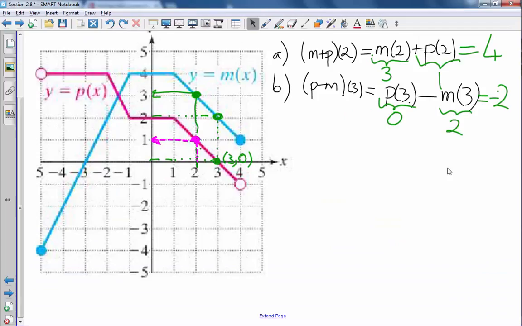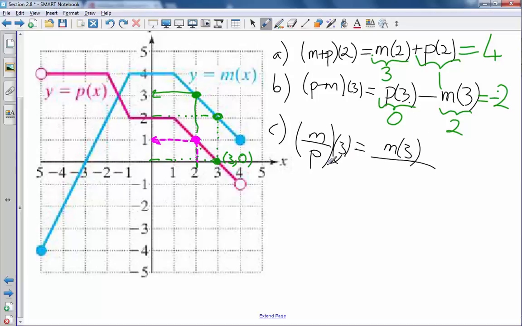Alright, M over P of 3. That means you need to compute 3 under M and 3 under P, find them out, and divide. What is M of 3? Oh, we already did it. Haven't we? You don't need to reinvent the wheel, it's here. Just read one line above.